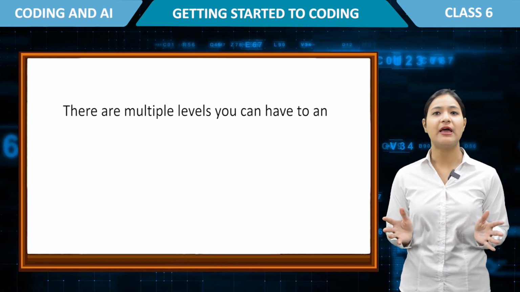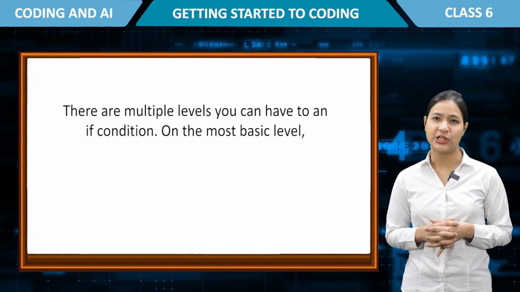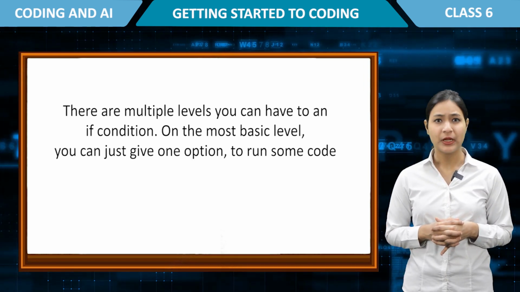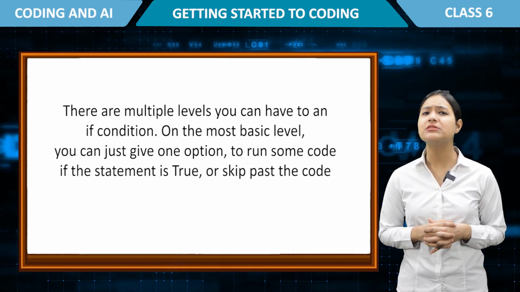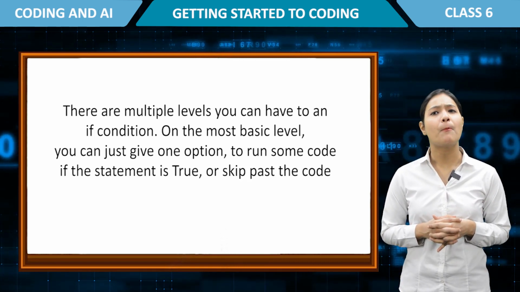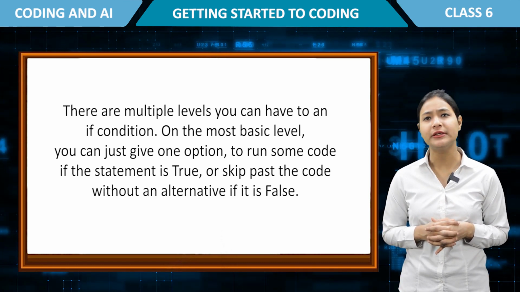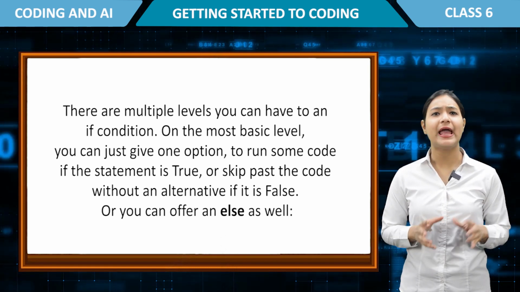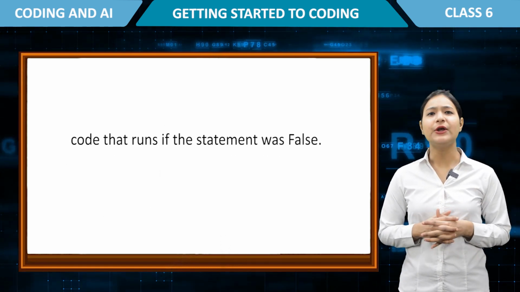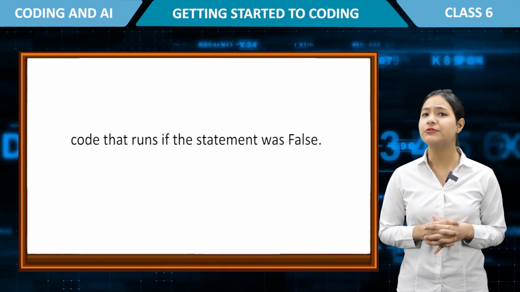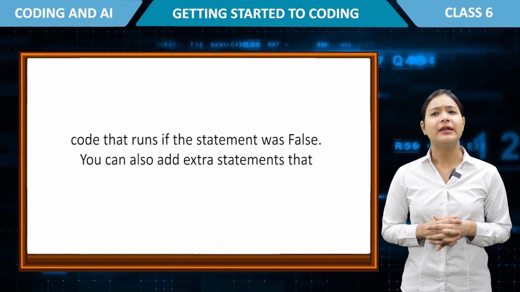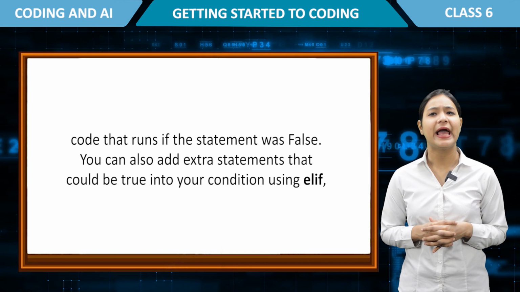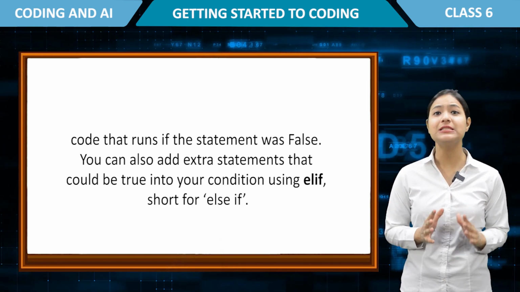There are multiple levels you can have to an if condition. On the most basic level, you can just give one option to run some code if the statement is true, or skip past the code without an alternative if it is false. Or you can offer an else as well, code that runs if the statement was false. You can also add extra statements that could be true into your condition using elif, short for else if.